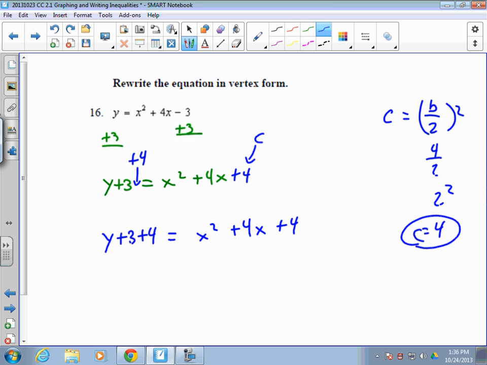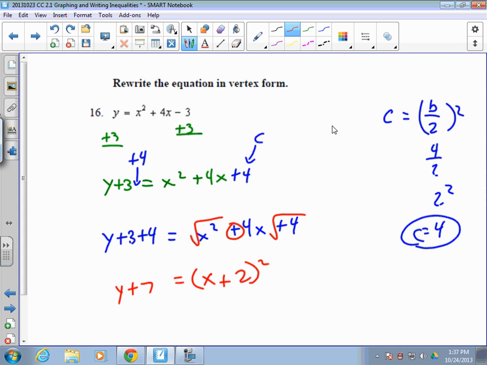Now you have a perfect trinomial on the right. Take the square root of x squared, it's x. Take the square root of 4, it's 2. This tells you it's plus in the middle, so x plus 2 squared equals y plus 3 plus 4, which means y plus 7. It's almost vertex form right here.